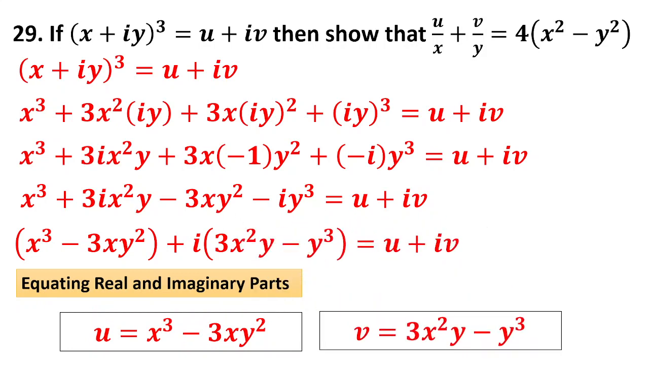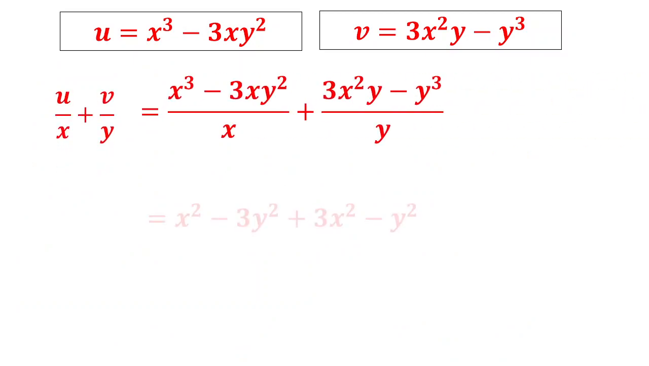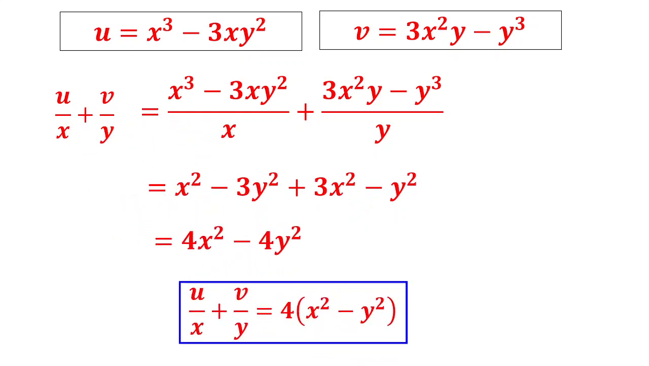Let us continue. We have been asked to find what is u by x plus v by y. I am dividing. X will get cancelled, y will get cancelled in the second term. You are getting 4x square minus 4y square, which is nothing but 4 into (x square minus y square). Simply when you separate the real and imaginary parts, you are getting the answer.